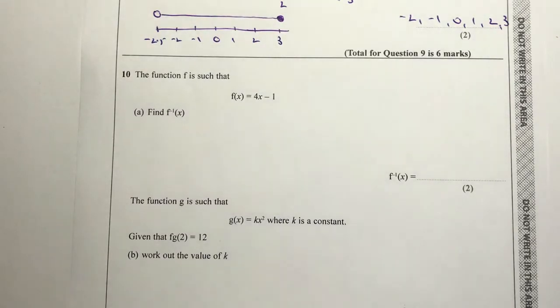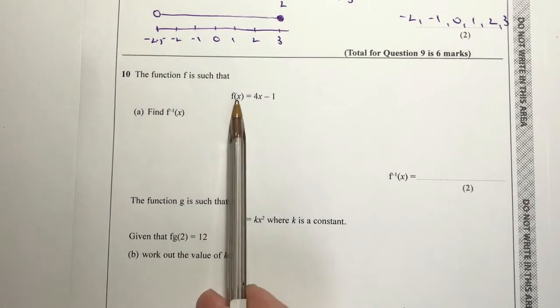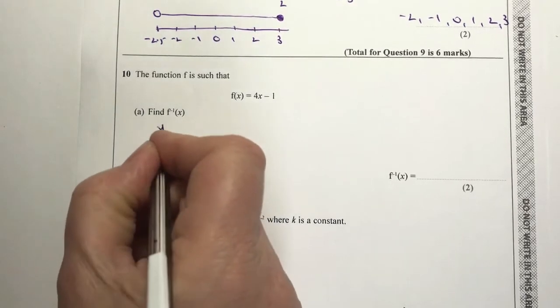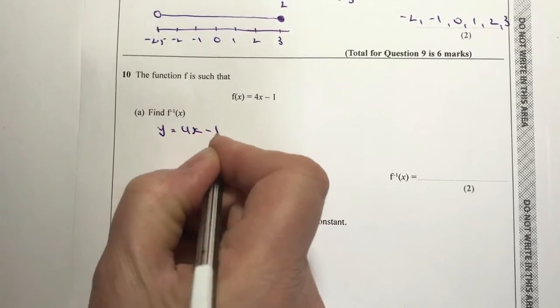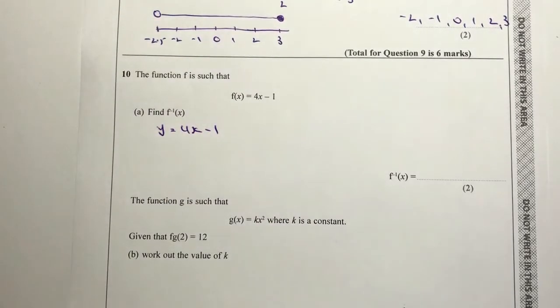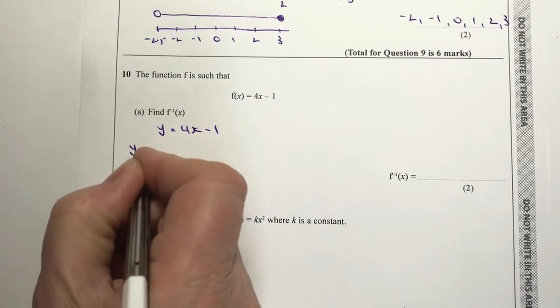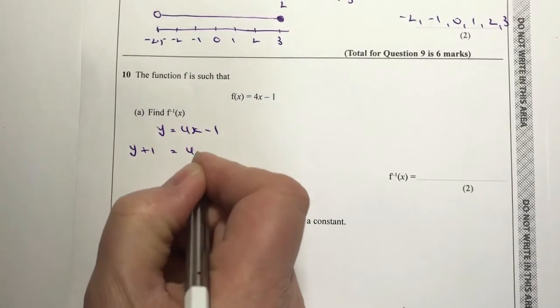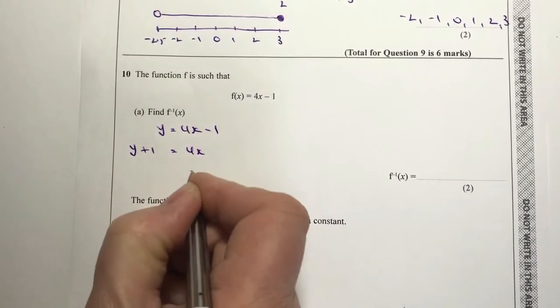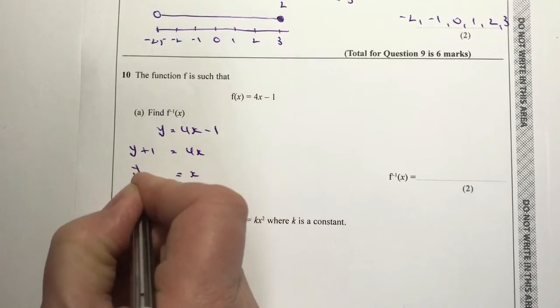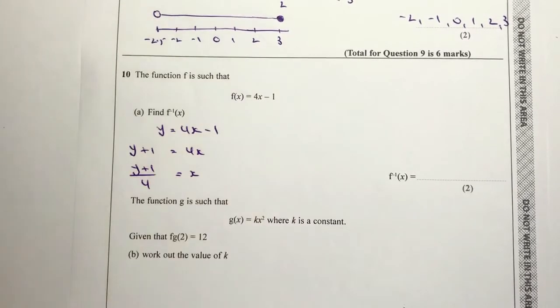So what we do is we say, actually, rather than function of x, we're going to write y equals 4x minus 1. Okay, and then I'm going to solve, or at least make the subject of this particular equation x. The way I'm going to do that is I'm going to take this -1, put it over here, so I get y plus 1 equals 4x, and then I'm going to divide through by 4, so I get y plus 1 over 4.